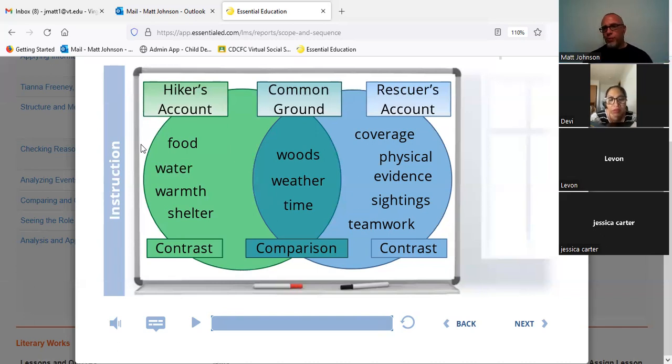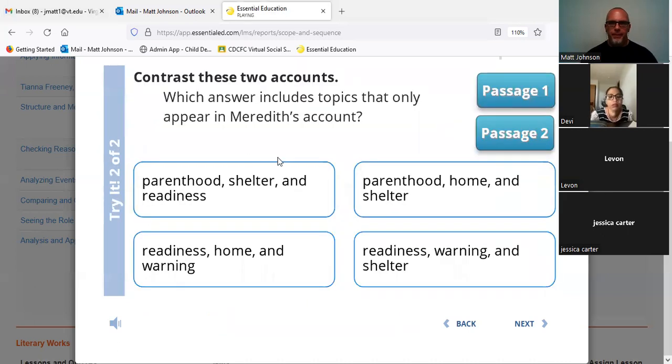One way to think about common ground between two stories is what type of key words do you see? In this case, something like woods, weather, and time. Maybe not those specific words, but now you can start thinking about, okay, is this idea similar to what appears in the other text? What are things that don't seem to match up? It's probably easier to find the common ground first, and that way you can kind of see what lies outside of those areas. So let's take a look here as an example.